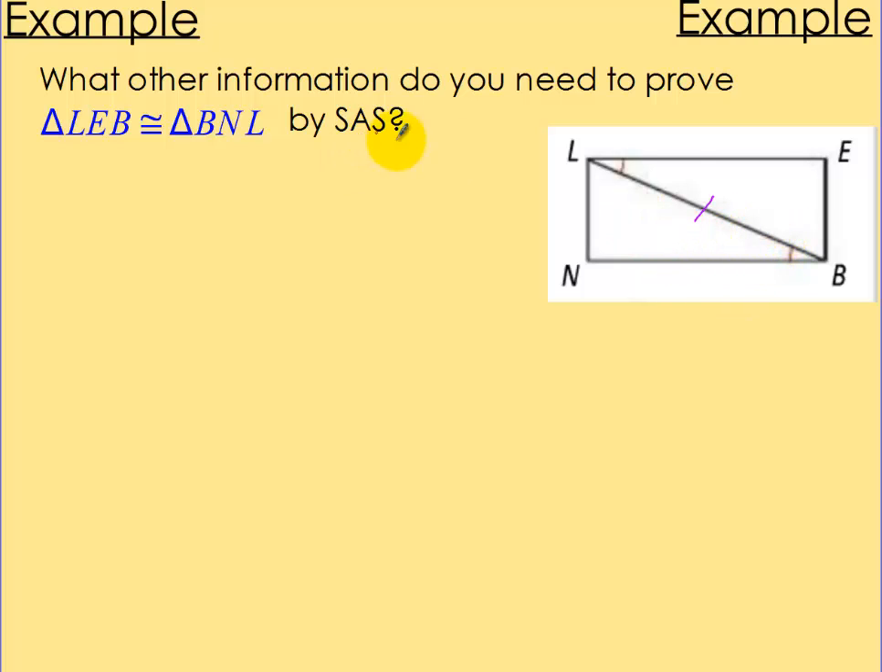Following that pattern of side angle side, I know this angle has to be in the middle of the two lines. So it's got to be the segment up here and the segment down here. So what I need, specifically, is segment LE congruent to segment BN. So that's what I need. I don't need LN and EB. I need these two segments to be congruent. That's it.